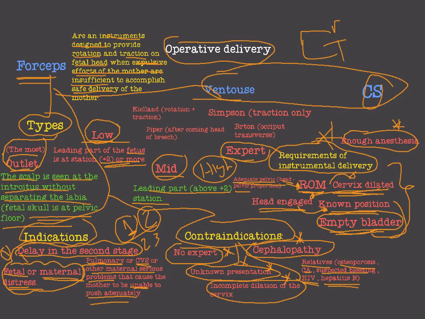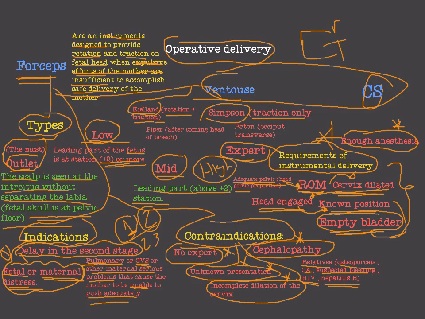Okay, other types of instrumental delivery, the names of the forceps that are applied. First one is Kielland. It is a rotational and tractional forceps. I said that we have two functions of the forceps: to traction and to rotate. Okay, Kielland is both rotational and tractional forceps. Simpson is only tractional forceps.